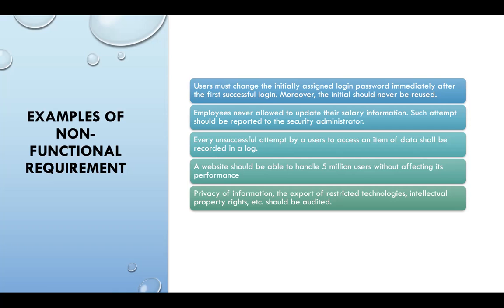There's got to be something in the business rules that will not allow certain individuals to have privileges and access to certain systems or certain tables and whatnot, right? Very important. This is also another very important one, the third one: every unsuccessful attempt by users to access an item of data should be recorded in the log, right?